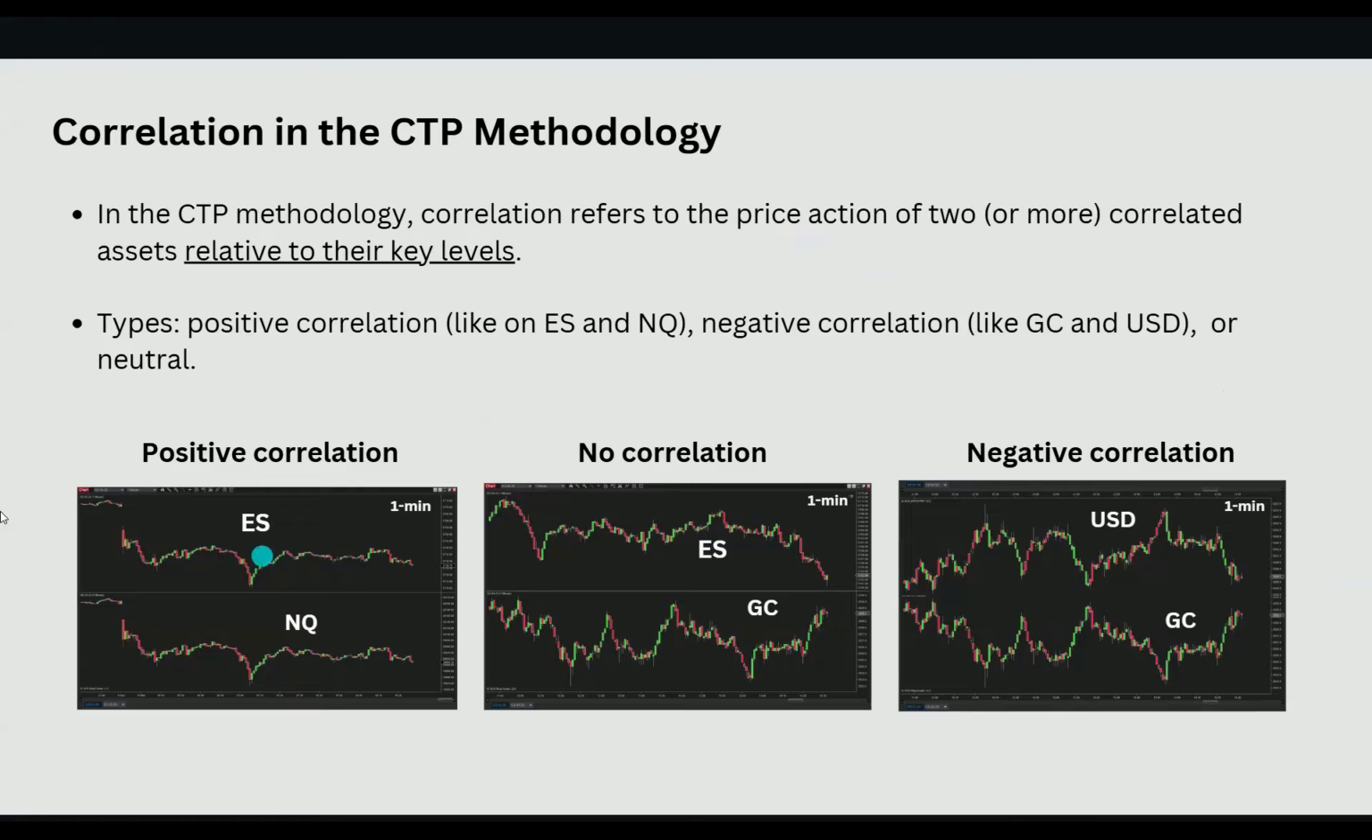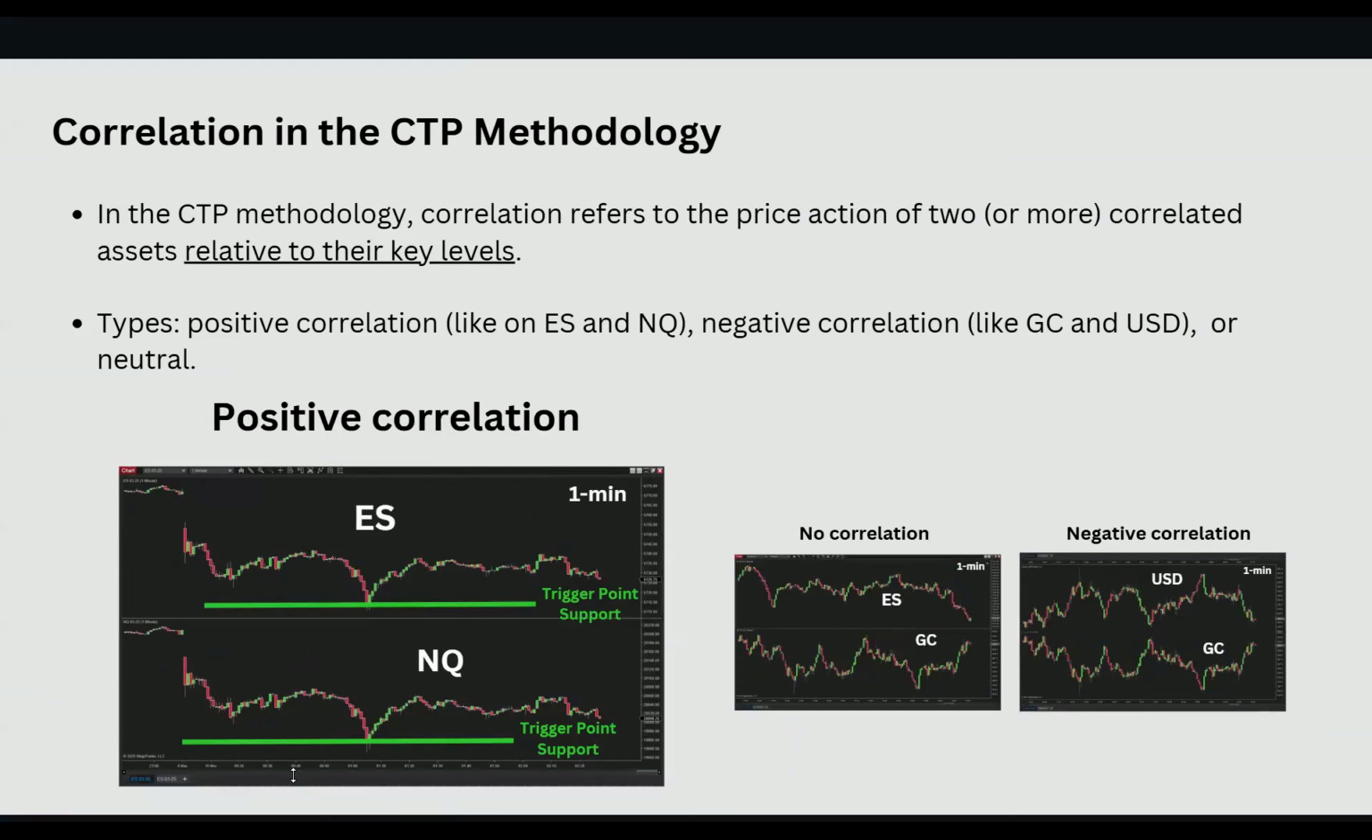ES and NQ are highly correlated with positive correlation. USD and GC, the gold futures, are negatively correlated, and ES and GC have no correlation relationship at all, not negative and not positive.